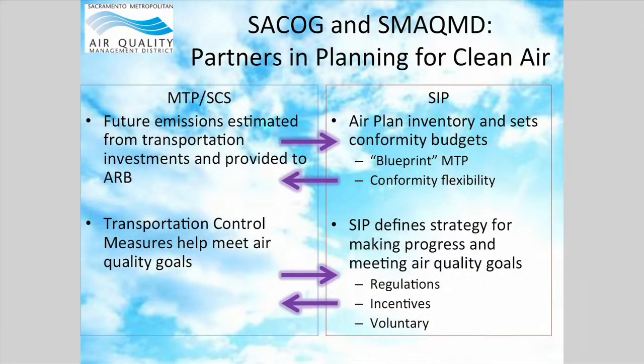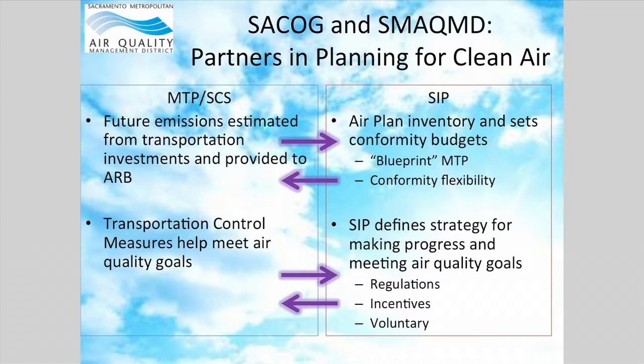So the two sides help each other. The future emissions are estimated from the transportation side that goes over and affects our inventory and helps set the conformity budgets. And we have in the Blueprint MTP significant benefits. We also work together on conformity, so we have some freeboard on the SACOG side for changes as time goes on in building and what happens with population and the economy. We need freeboard on the air side, so projects like Folsom Dam can move forward without doing very significant costly mitigation. So it helps both of our sides, and we work closely together on that, conformity on each side.